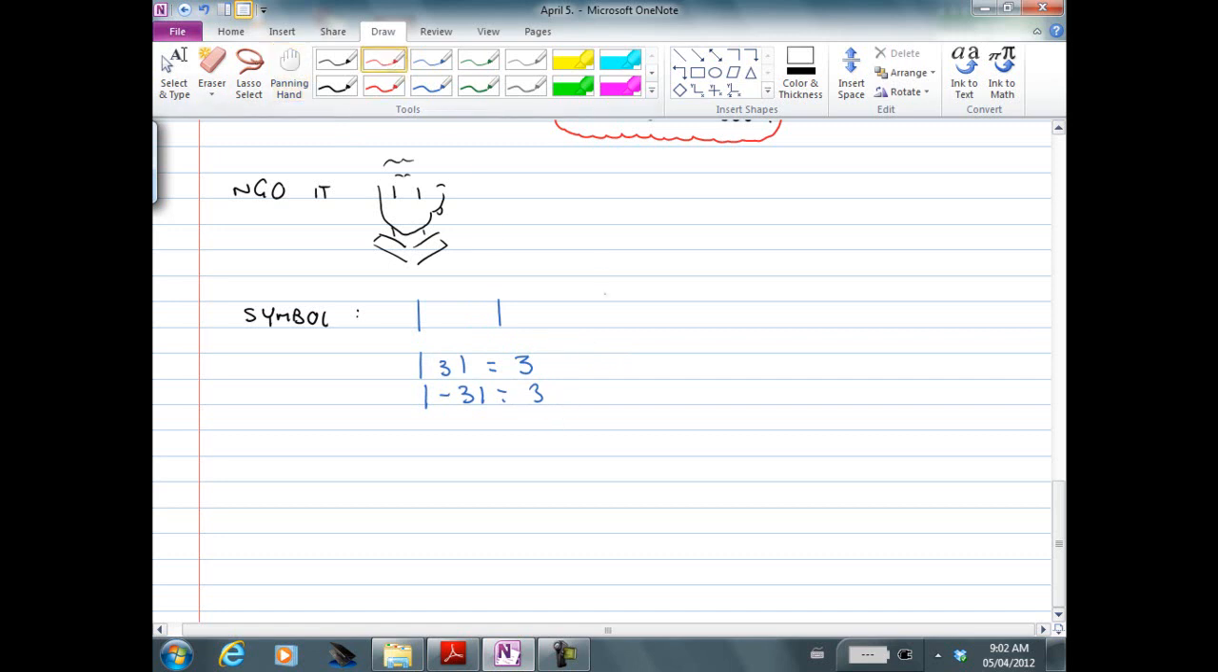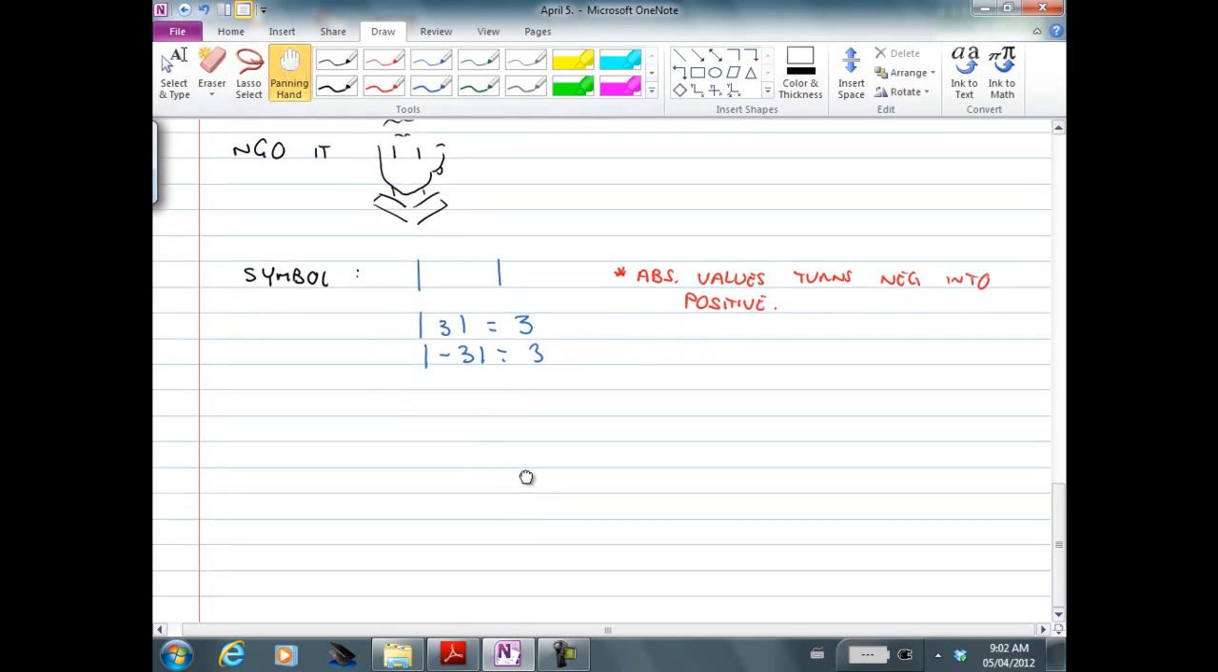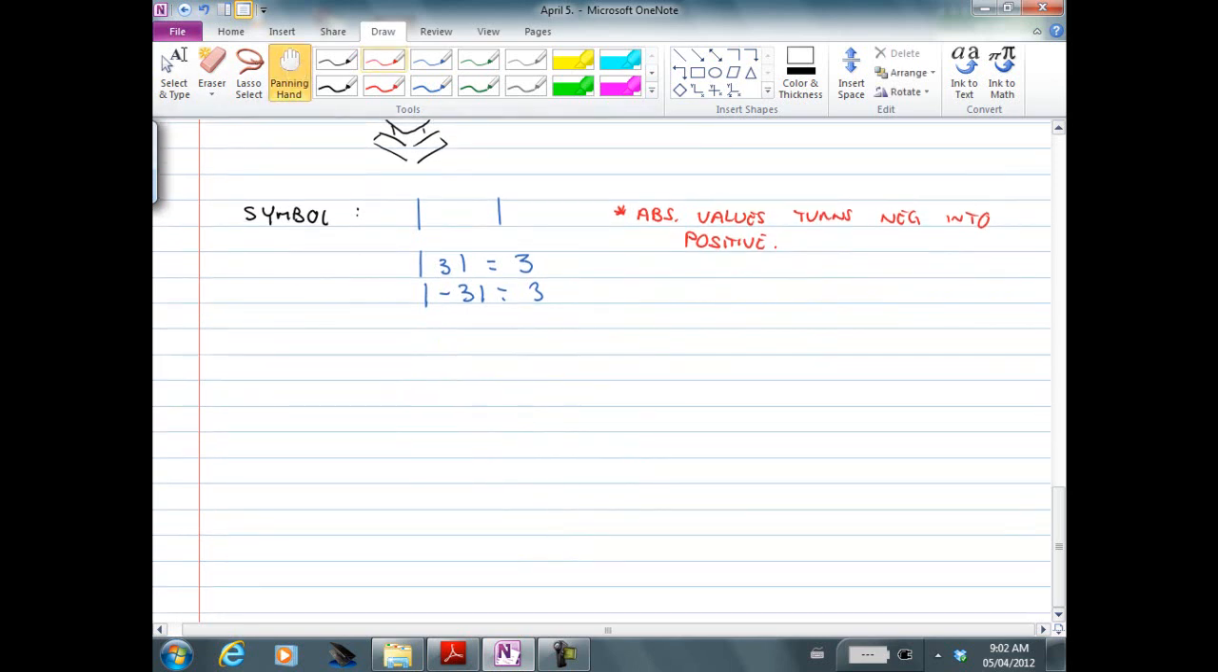So I'm going to write a little star. Absolute values turn negatives into positives. See, but it leaves my positives alone. That's what absolute does. Now, in Math 12, 95% of the time, it only affects this star.